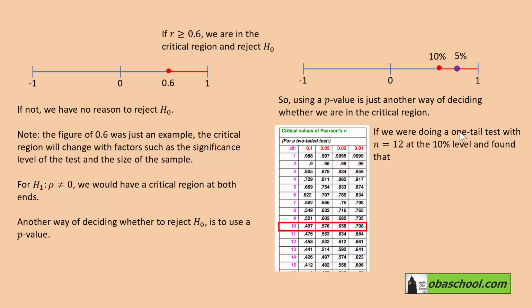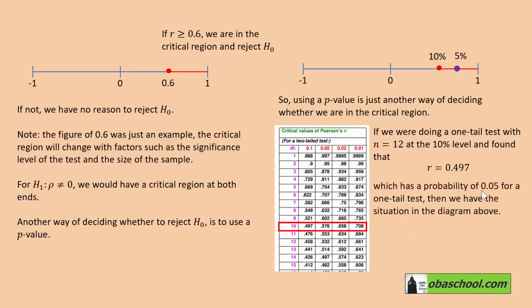If we were doing a one-tailed test with n equals 12 at the 10% level and found that R was equal to 0.497, that's got a probability of 0.05 for a one-tailed test. I just mentioned that. We just halve the 0.1 here. And then we have the situation in the diagram above.